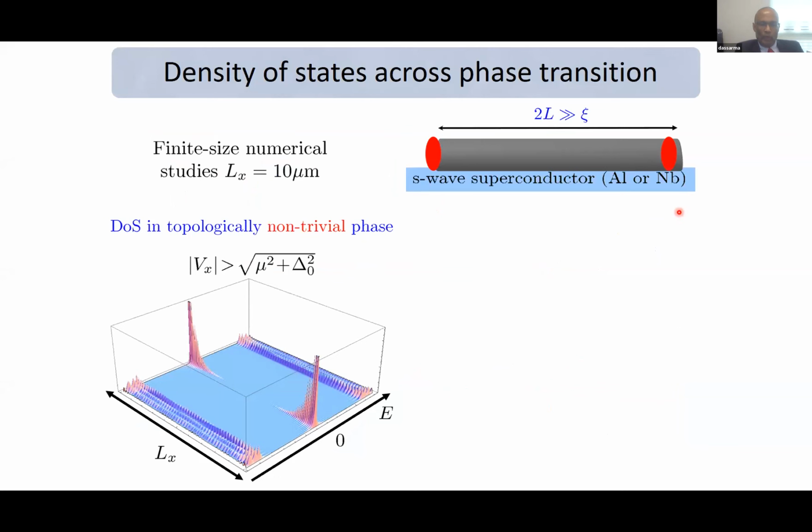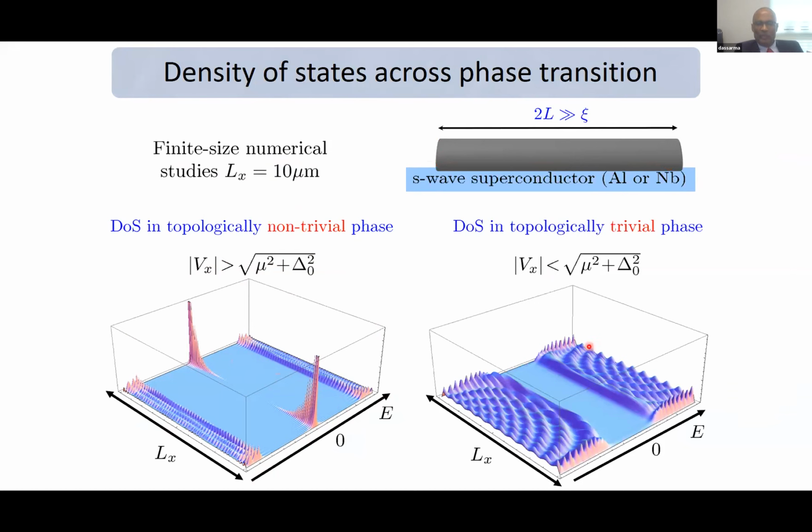Here is some beautiful early numerical work by Tudor Stanescu. This is actual numerical work, not schematic. When the Zeeman splitting is larger than this quantity, you have Majorana. This is the two Majorana, two ends of the wire. These are 10 micron, and this is the gap. And when the Zeeman splitting is less than this, there is no Majorana. So this is the topological quantum phase transition at this point. Okay, either you have Majorana or you do not have Majorana.